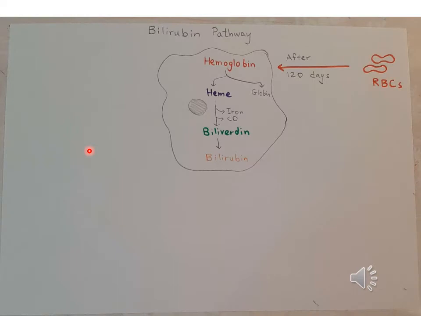RBCs contain hemoglobin. Hemoglobin is broken down into heme and globin. Globin is a polypeptide chain. It will be broken down to amino acids which will be reused. Heme is a violet colored compound which contains iron. Heme is oxidized by heme oxygenase into biliverdin. Biliverdin is a green colored compound. Biliverdin is reduced by biliverdin reductase to bilirubin. Bilirubin is a yellow colored compound.